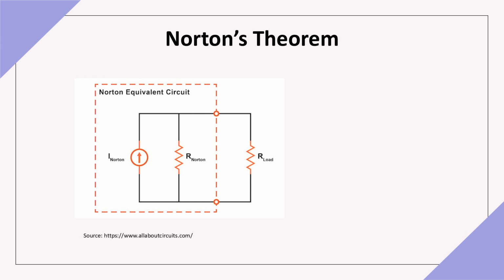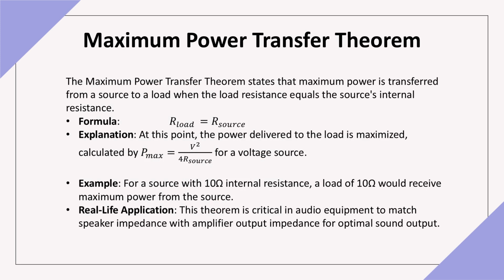Looking at the diagram, we see how any linear circuit can be converted into a single current source, Norton current, IN, and a parallel resistance, Norton resistance, RN. The process involves finding IN by short-circuiting the output terminals and measuring the current, and calculating RN, which is identical to Thevenin resistance. The maximum power transfer theorem is crucial for optimizing power delivery in electrical systems.